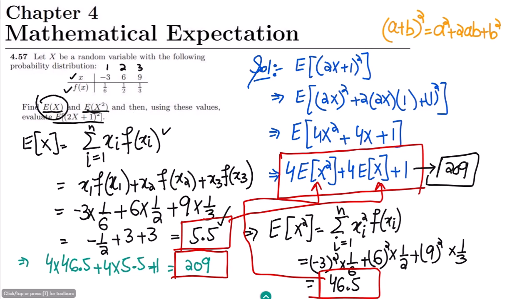Okay, so we have obtained the value of E of x, which is here. We have obtained the value of E of x square, which is here, and for this we have also obtained the value, which is here, by using the formulation which we have.